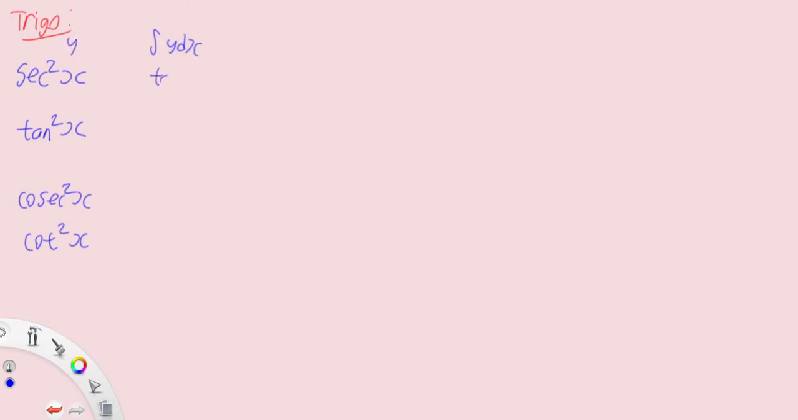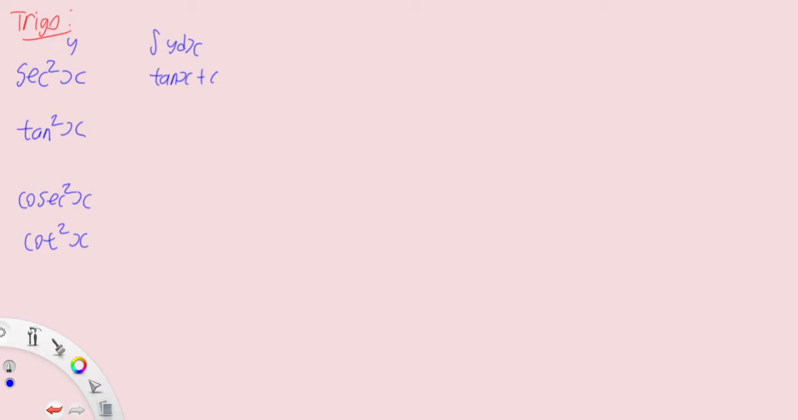Hey everyone, continuing with our integration of trigonometry squares, we're going to look at the 3 remaining trigonometry squares that we haven't talked about. Namely, well, we've already talked about this, but I'm just going to include it here: secant square x, tangent square x, cosecant square x, and lastly, cotangent square x. So we already know that the integral of secant square x is basically tangent x plus c, right? So that one's already a given.